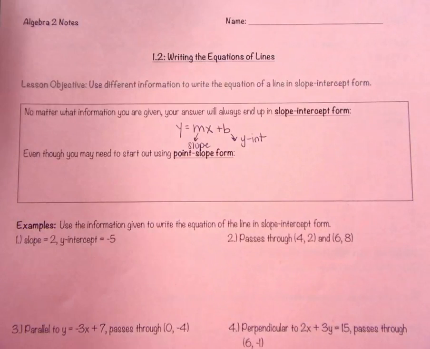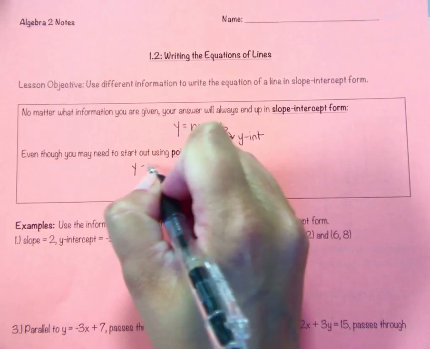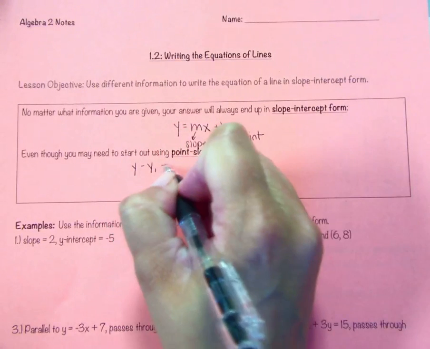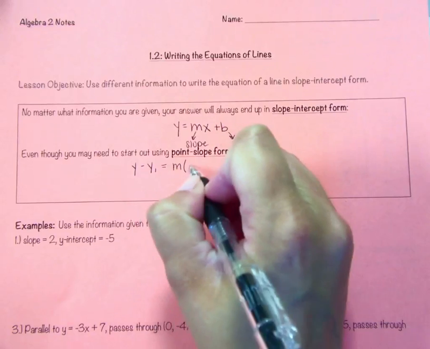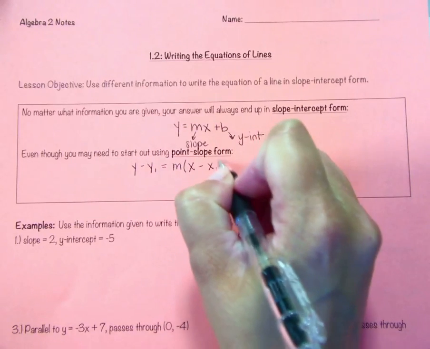What you'll do most of the time when we're working with this, though, is you're going to start by using what we call point-slope form. So this probably will look familiar to you. y minus y1 equals m times the quantity x minus x1.